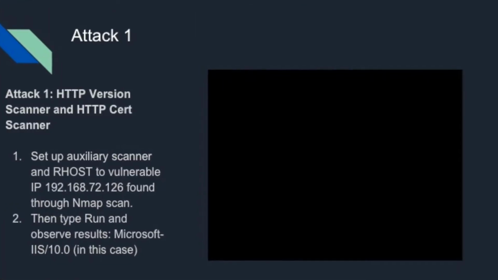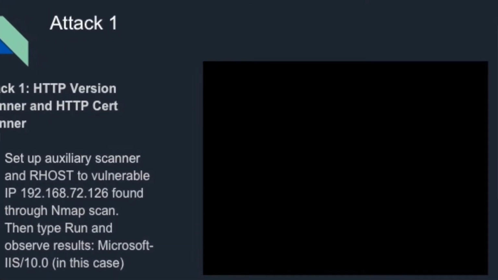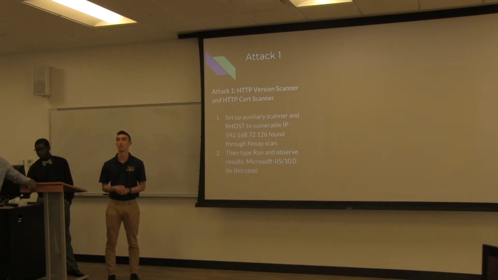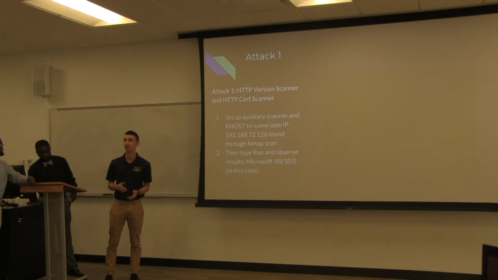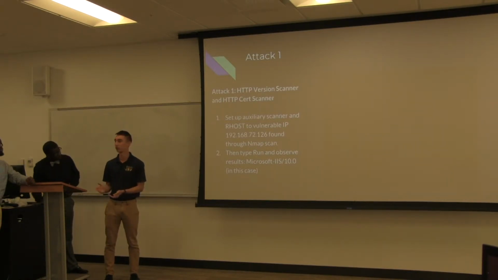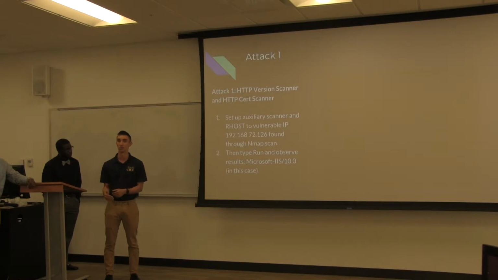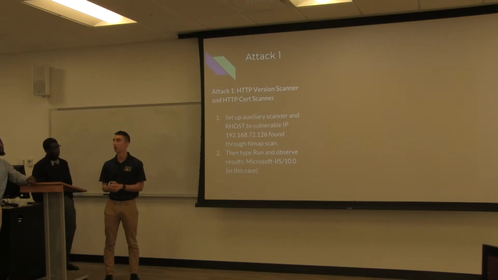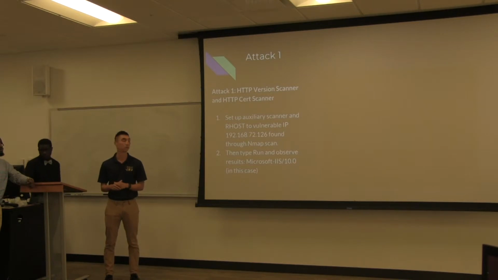For the first attack, we're going to be going through the HTTP version scanner and HTTP certification scanner. It scans the entire IP addresses in our private network, and then it's going to find the HTTP version so that you could plan an attack, see any vulnerabilities, any exploits that you could use against it. And we did this using Metasploit with Kali Linux.